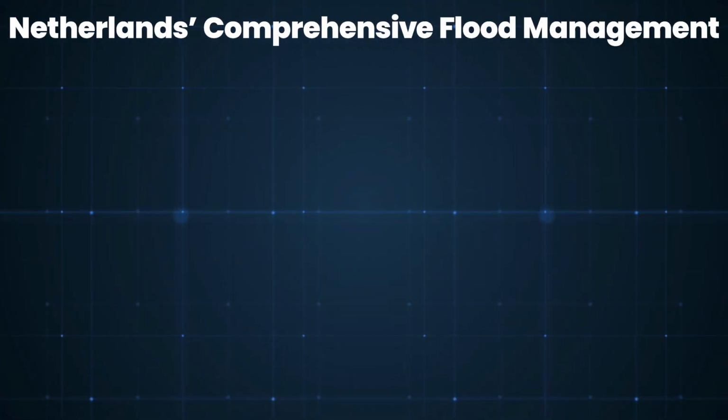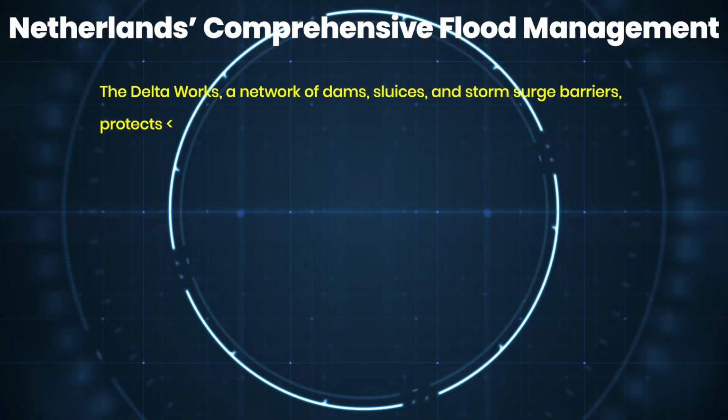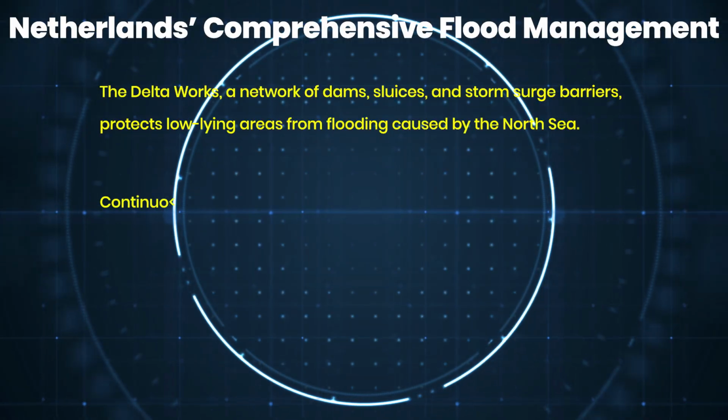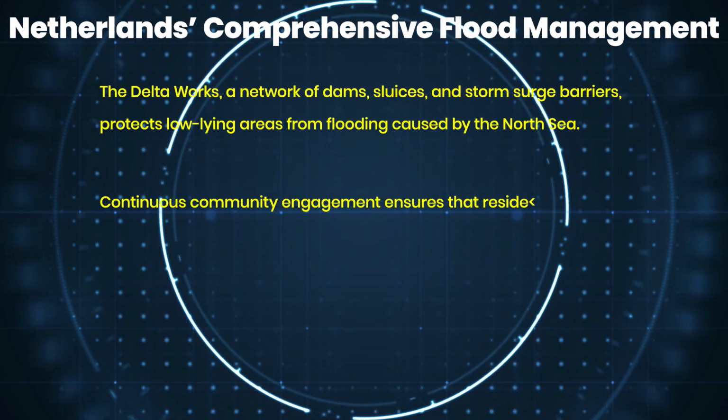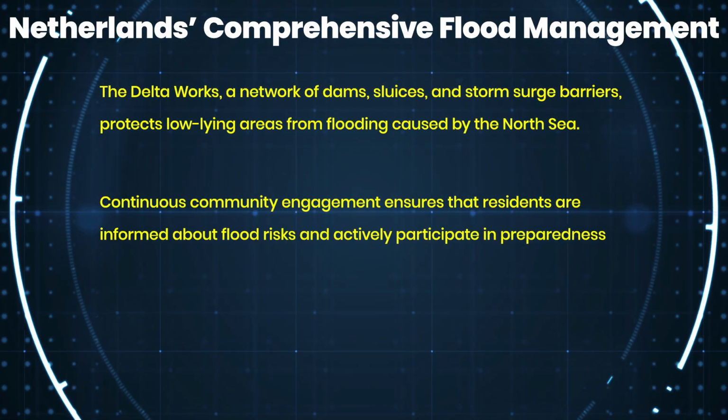Now let us discuss the Netherlands' comprehensive flood management system. The Delta Works, a network of dams, sluices and storm surge barriers, protect low-lying areas from flooding caused by the North Sea. The Room for the River initiative manages excess water by creating overflow areas, widening river channels and constructing secondary embankments to reduce pressure on the levees. Continuous community engagement ensures that residents are aware of the flood risk and actively participate in preparedness measures.